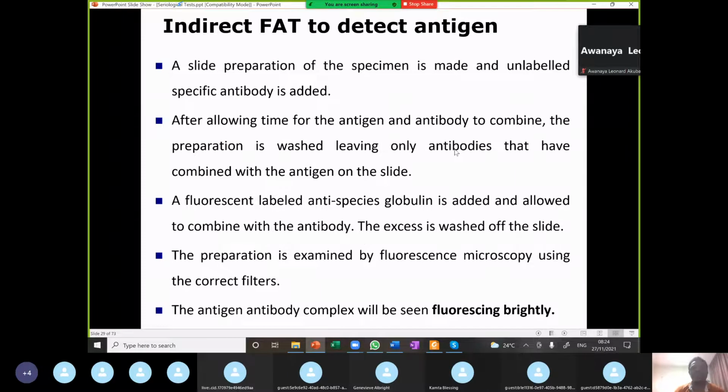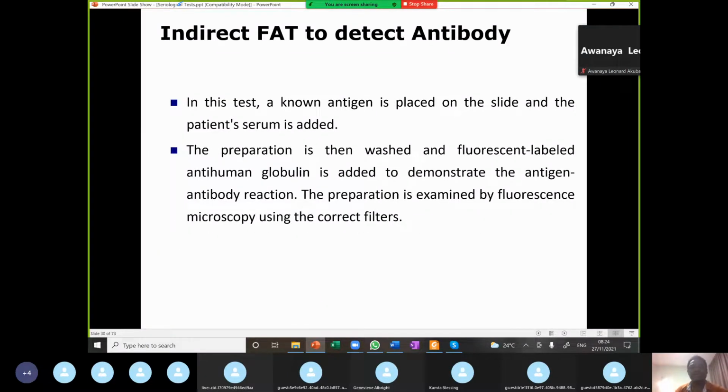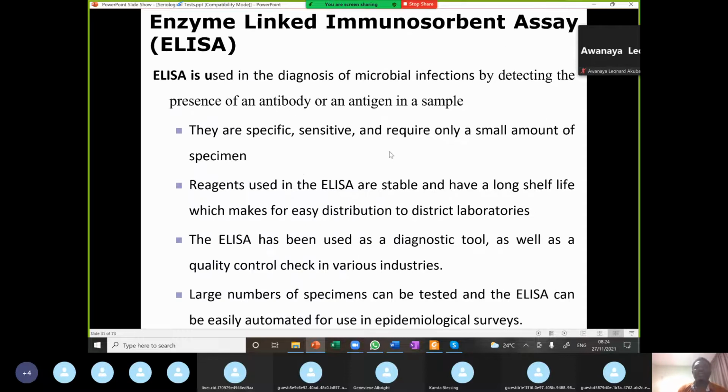So this is the procedure. You can take time and read it. And the uses, of course, are almost the same. It's just the principle, what is being bound at the first step, that will change. That is the fluorescence antibody test.